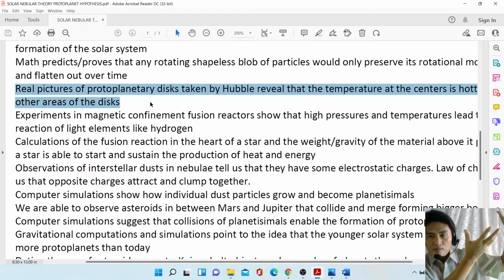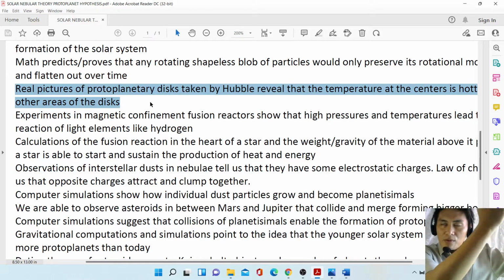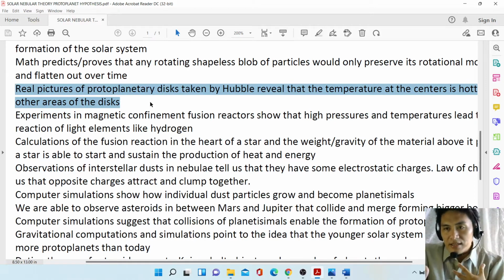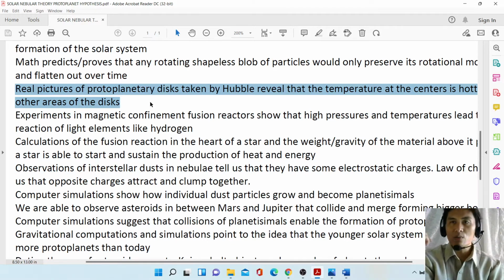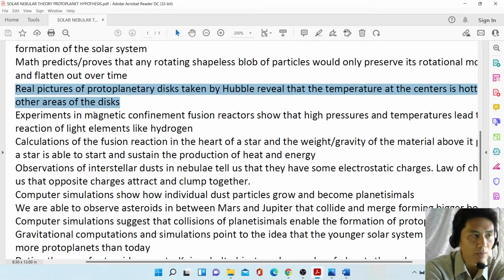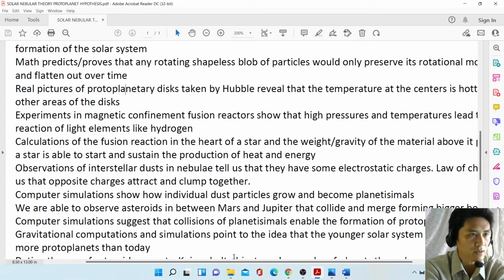So if we see this out there in the nebula, and we are theorizing that our solar system also came from a nebula, then what is happening there right now would have been what was happening in our own nebula to form our solar system. Okay?